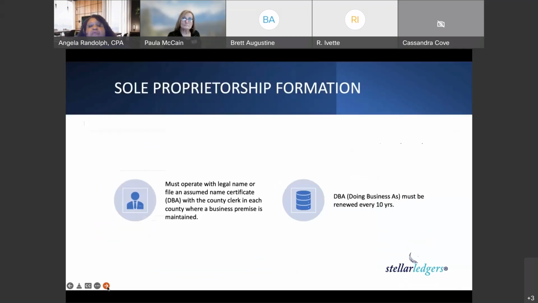So how you form one is very simple. You must operate, like I mentioned, under the legal name, and you can go down to the county clerk's office, or they may even have an option for you to do this online now with COVID, to file your DBA in the county clerk's office where your business premise is going to be maintained. And generally, you have to renew this DBA every 10 years. So it's very simple to set up a sole proprietorship compared to some of the others.